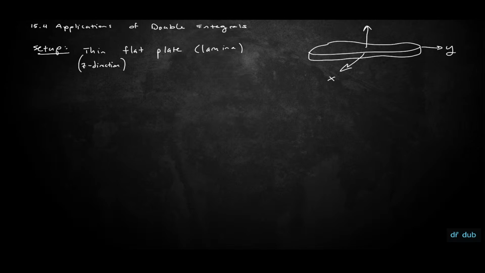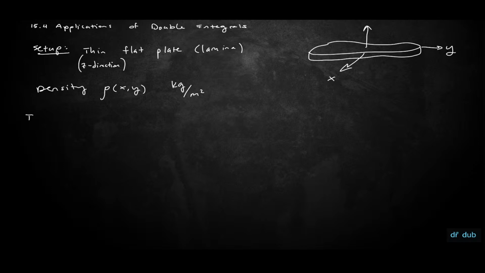And then there's a density, rho of XY, that is kilograms per meter squared, because the thickness, again, is negligible or irrelevant. So the density rho of XY is an areal density, or it only depends on the area, mass per unit area.